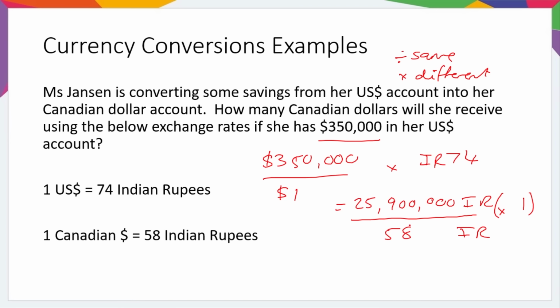So 25,900,000 divided by 58 Indian rupees gives us a total of, and remember this is a total in Canadian dollars, I'd better put a C there to show it's Canadian dollars, not US dollars, 446,551.72. Again, in the question, they might say round it to the nearest dollar or to the nearest cent, but for now, this will do.